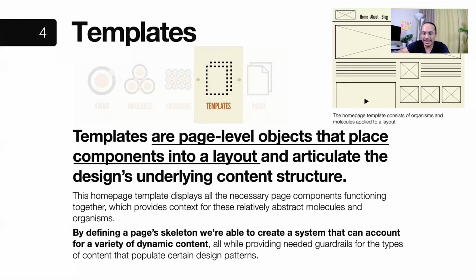By defining a page skeleton, we are able to create a system that can account for a variety of dynamic content. Here, what's happening? Here you can move things here and there and create new templates easily. Once you have these basic things defined, like the atoms, the molecules, and the organisms, you can easily create new templates on the fly.